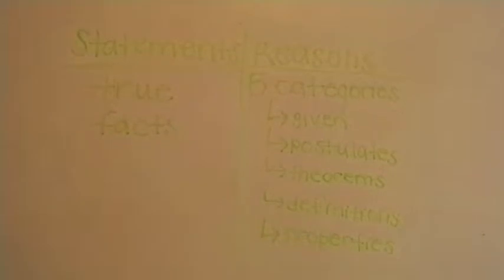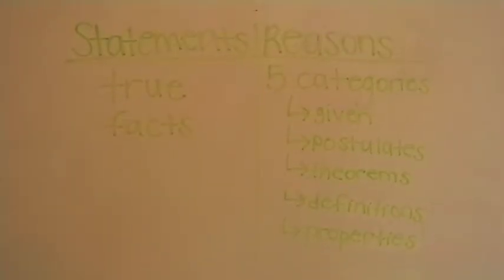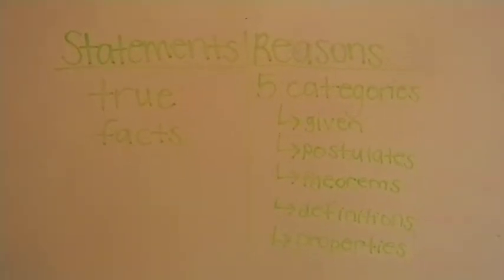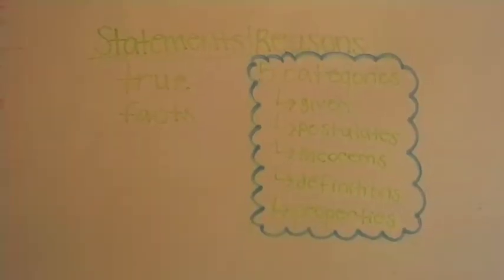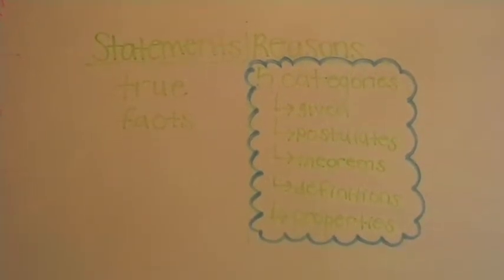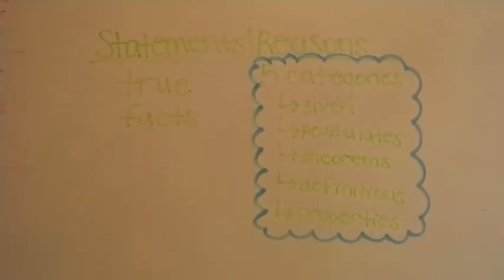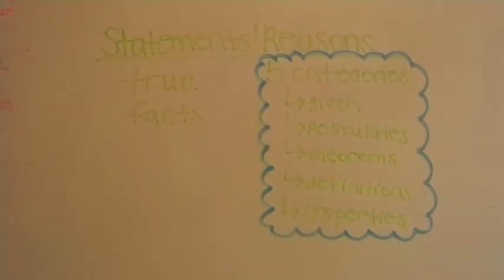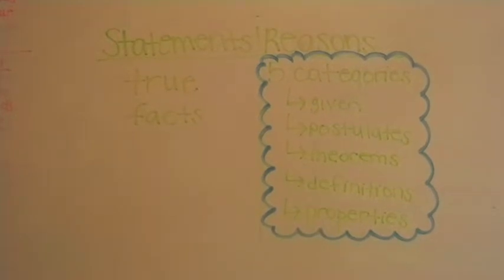When making two-column proofs, this is what your chart should look like. Statements are on the left and reasons are on the right. Only true facts are under the statements column. Under the reasons column, there are 5 categories. The 5 categories are given, postulates, theorems, definitions, and properties. The given is always the first step.